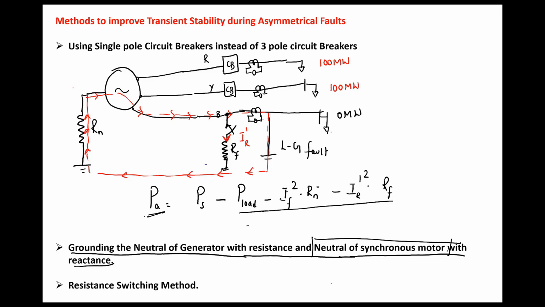The second thing is, if anybody asks in any interview which is the best method of grounding the generator, always say you should ground the neutral of generator with a resistance. Why do we have to ground with the resistance? Because it helps us to improve the power system stability. And even this resistance switching method also helps in improving the stability. Okay.